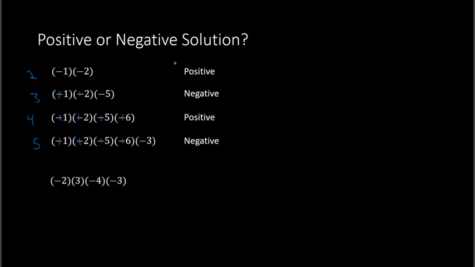So looking here, we have this question, -2 times 3 times -4 times -3. Would this be a positive or negative solution? Well, we have 1, 2, 3 negatives. 3 is odd, meaning that would be a negative solution.